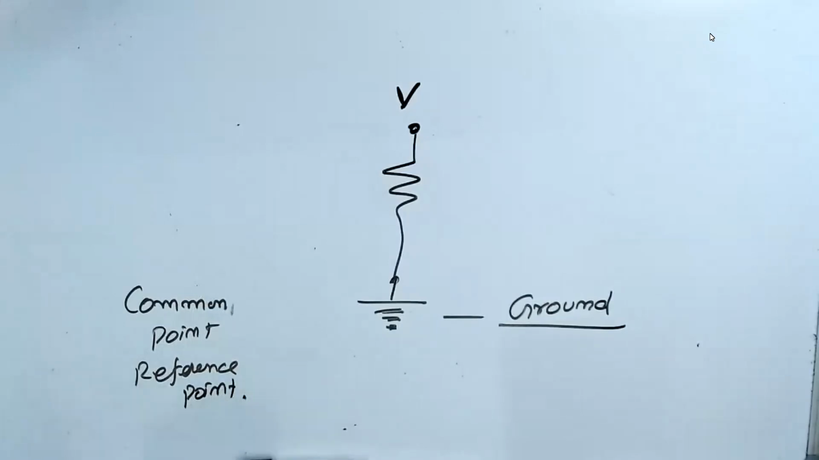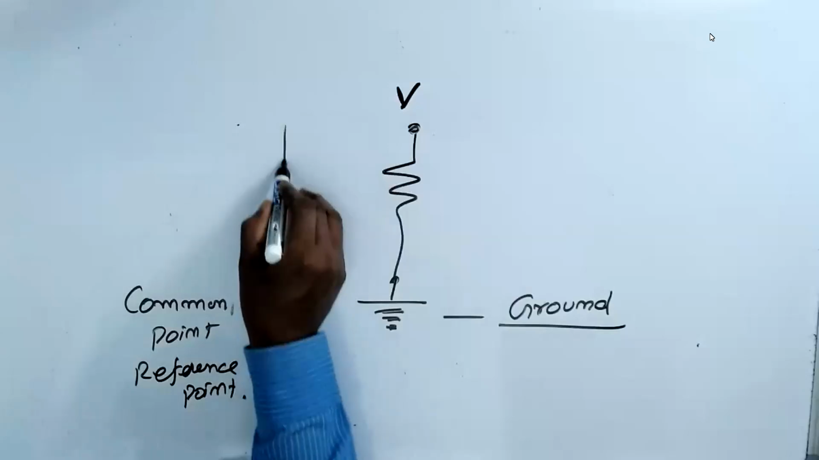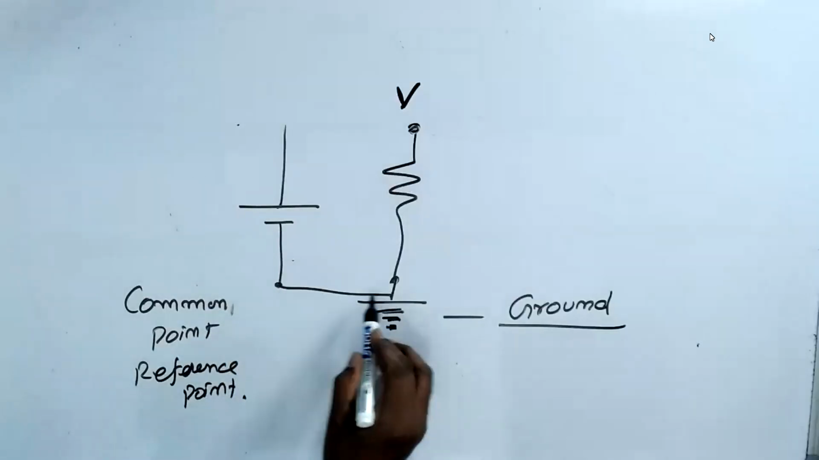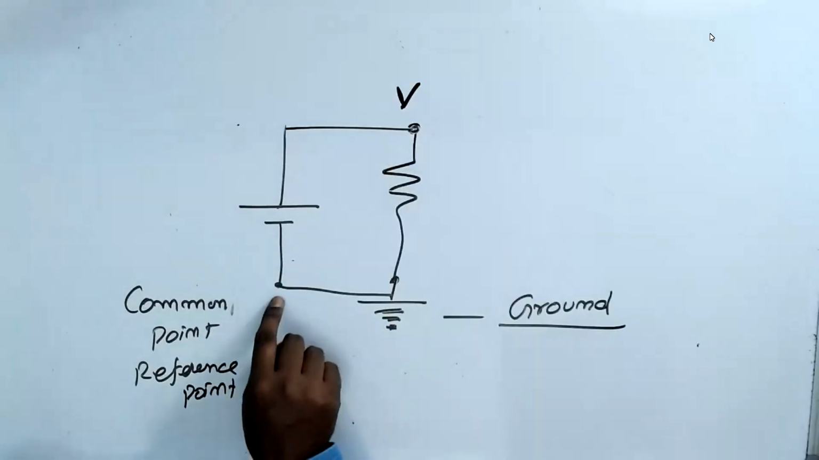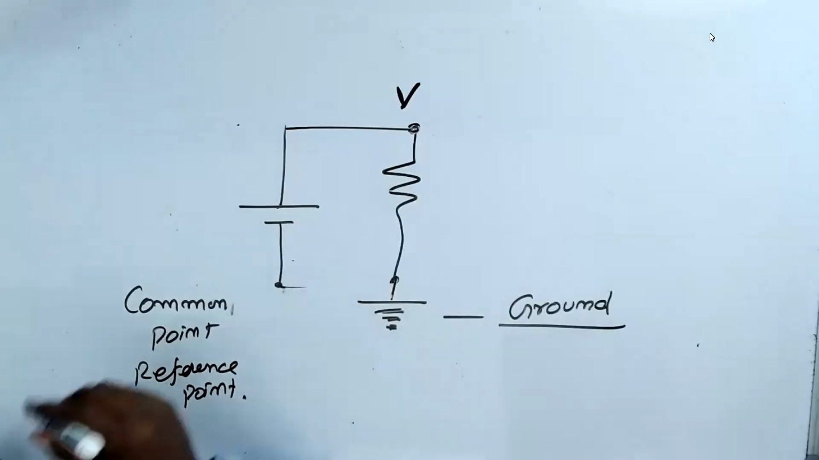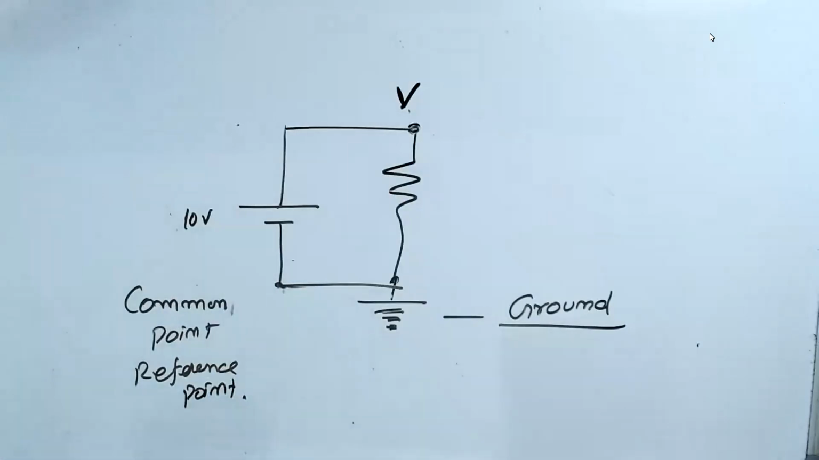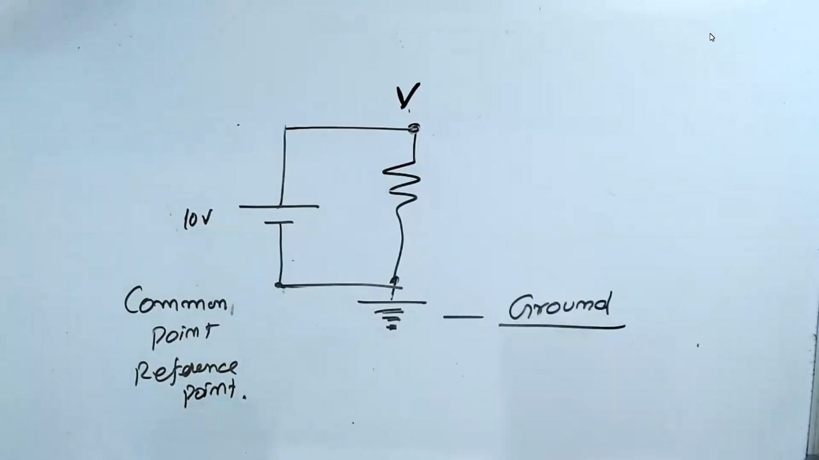You understand? So this point, the battery, this negative is connected here and positive is connected here. In this case, we make negative the common point. Understand? Now if this is 10 volts, this becomes 10 volt. So this is called ground. Understand?